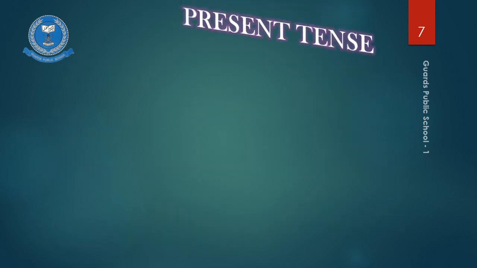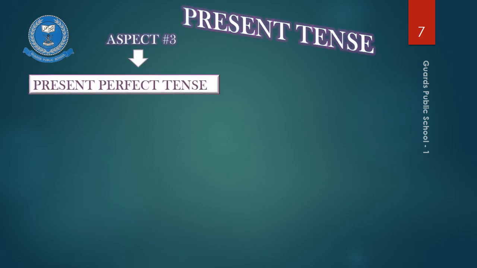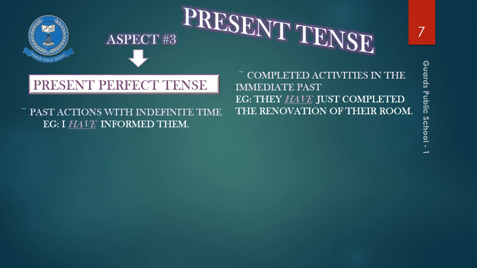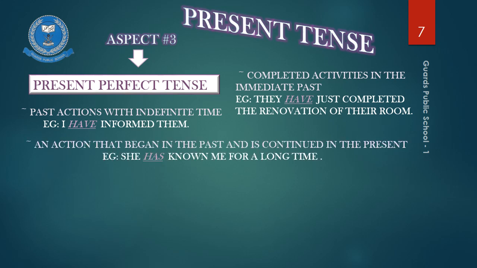The third aspect of the present tense is the present perfect tense. It is used to show completed activities in the immediate past. For example, they have just completed the renovation of their room. Or for past actions with indefinite time. For example, I have informed them. For an action that began in the past and is continued in the present. For example, she has known me for a long time.